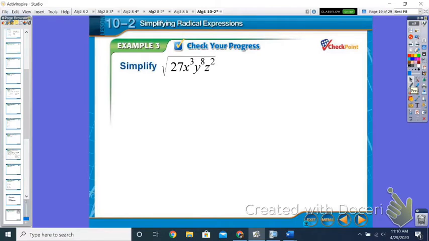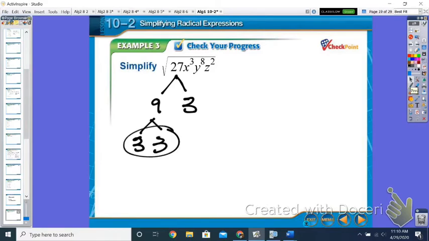All right, so first step on this is to break down 27. So that's 9 times 3. 9 is 3 times 3. So there's your pair of 3s, and there's a 3 by itself, which goes in your box. So we're going to start off our answer with a 3 because of the pair. Then I look at x to the third power.